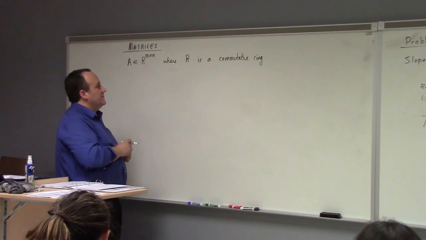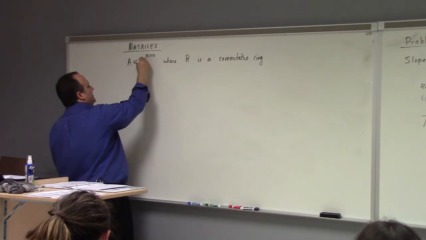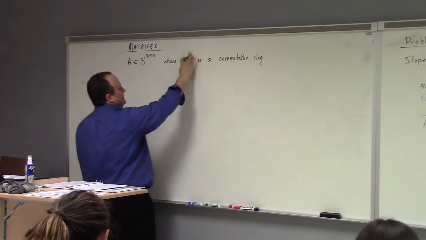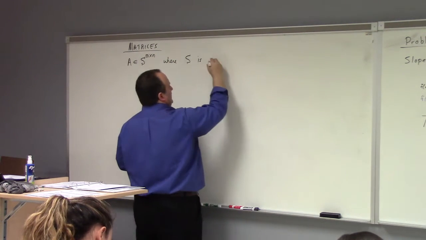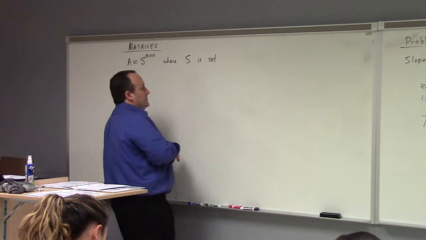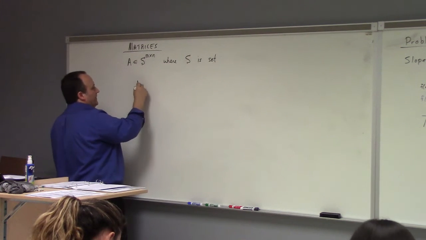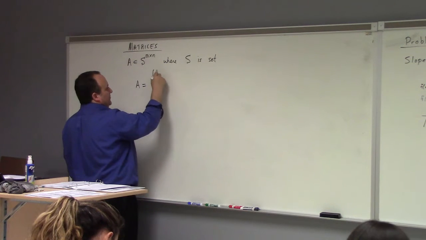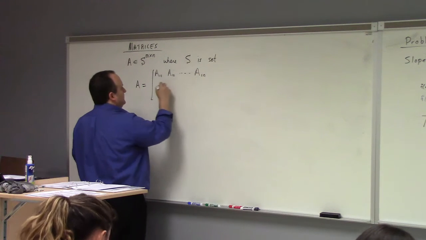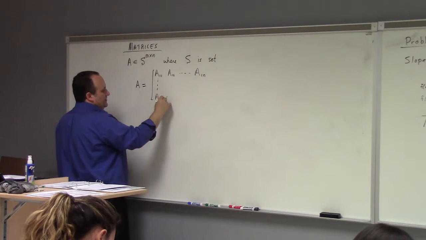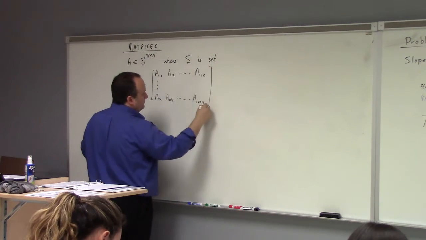Maybe I should do that here. Let me do that. So let S be a set. So that's even less structure, right? But a matrix is an array, right? So it looks like this: A11, A12, A1n, through Am1, Am2, Amn.